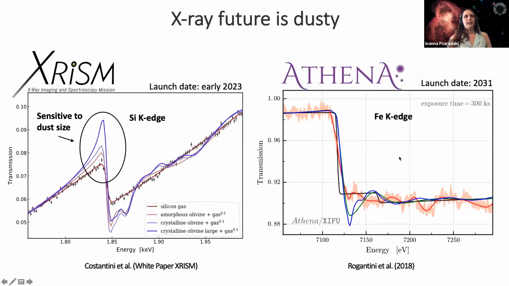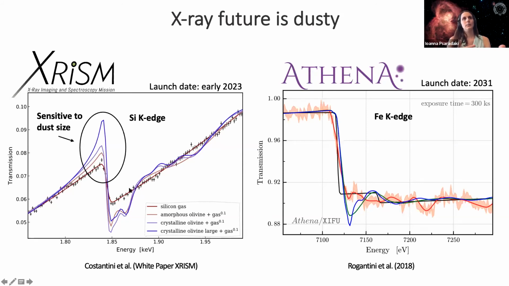So in this last minute, I'd like to speak a little bit about the future of X-rays, because the current instruments enable us to study the interstellar medium and dust, but in the future, we'll be able to do much more. So soon we will have the launch of XRISM. XRISM is the recovery mission of Hitomi. It will be launched about 2023, as far as I know. And you can see here a simulation with XRISM in the silicon K edge with only gas.